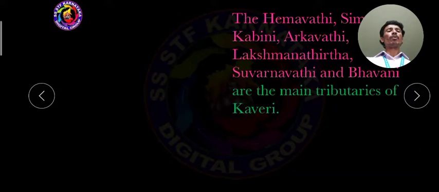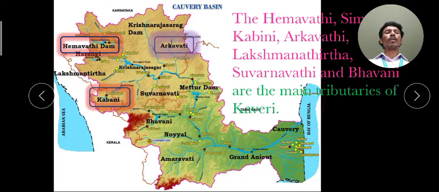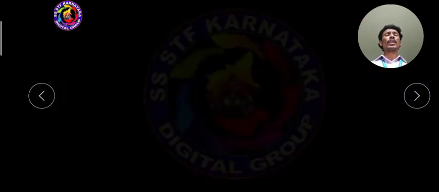Some of the important tributaries of river Kaveri: Hemavati, Shimsha, Kabini, Arkavati, Lakshmanatirtha, Suvarnavati and Bhavani are the main tributaries of river Kaveri. These are all very important tributaries.